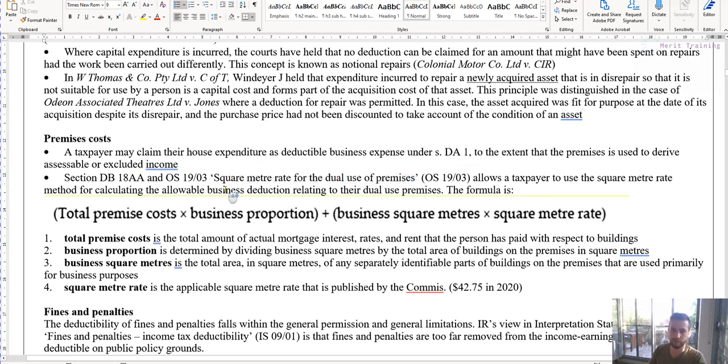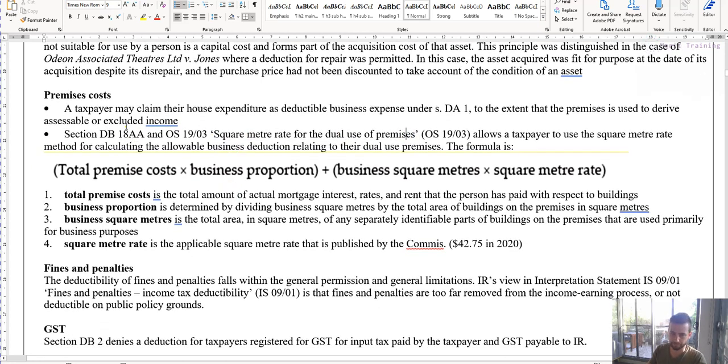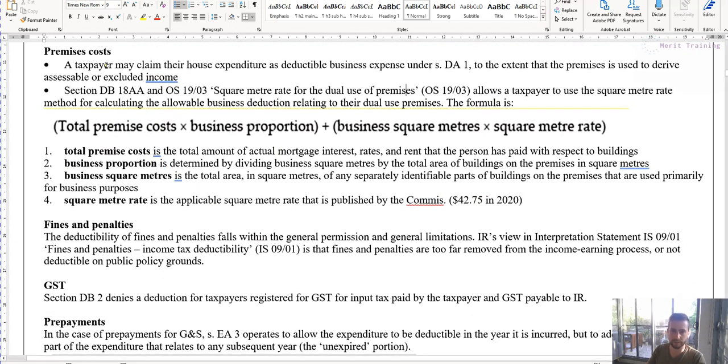So you basically figure out how much of your house is actually used for your business. Maybe it's just your study area. So figure out what the square meterage of the study is versus your whole house. That's your business proportion percentage. And there's the formula there. And the commissioner actually gives you a specific rate that you can use, which is 42.75 in 2020. Just plug it in along with your percentage and your costs. That'll get you the amount that you can actually deduct for your premises if you're carrying on a business or generating income. Not salary, but actually carrying on a business from your home.